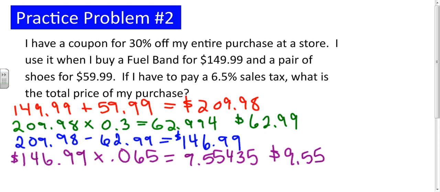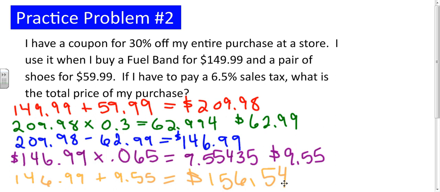And then finally, I am just going to add that tax onto my sale price. So $146.99 plus $9.55. The final price I pay for these items with my discount and the tax is $156.54. And that's how we work with markup and discount.